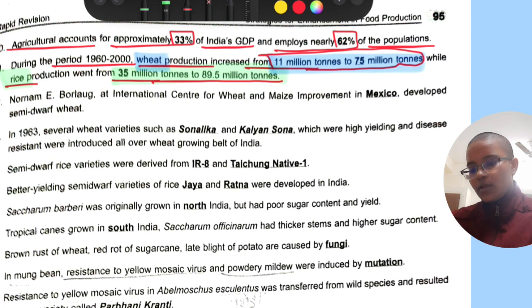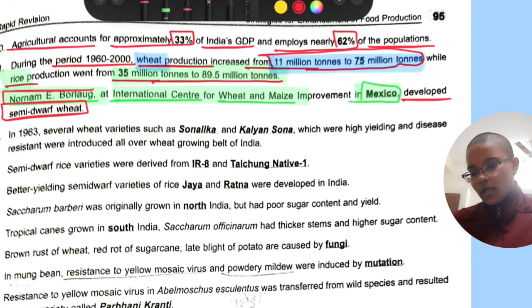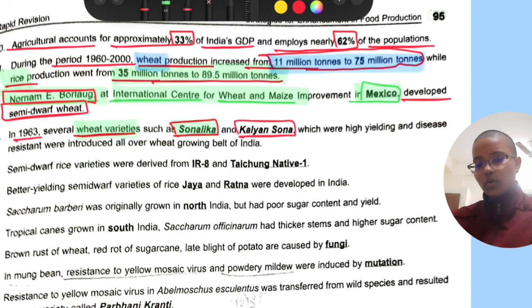Norman E. Borlaug, at the International Center for Wheat and Maize Improvement in Mexico, developed semi-dwarf wheat. In 1963, several wheat varieties such as Sonalika and Kalyan Sona, which were high yielding and disease resistant, were introduced all over the wheat growing belt of India.